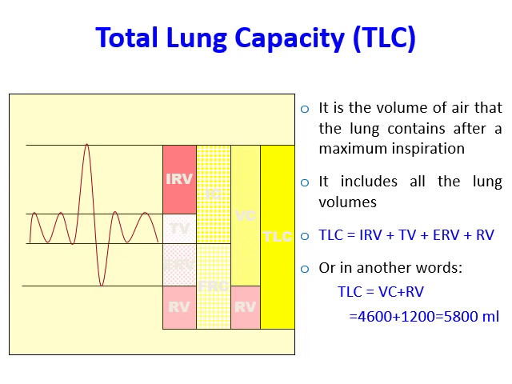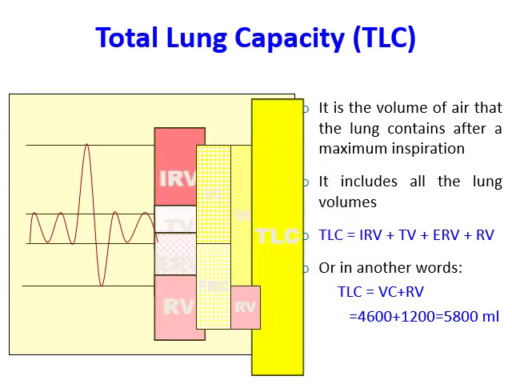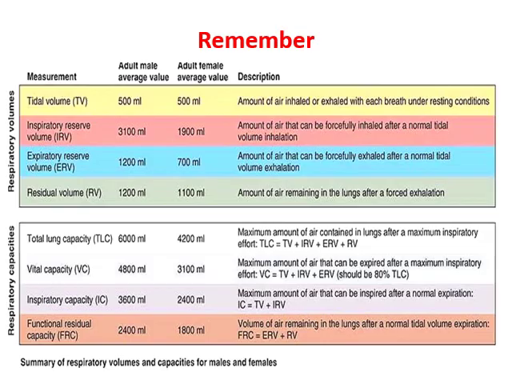And where can you find the total lung capacity in the spirogram? The total lung capacity is this. Note that the total lung capacity decreases in cases of restrictive lung disease and increases in obstructive lung disease. Remember that we have 4 static lung volumes, 3 of them measured by the spirometry, while the residual volume is assessed by the helium dilution method.